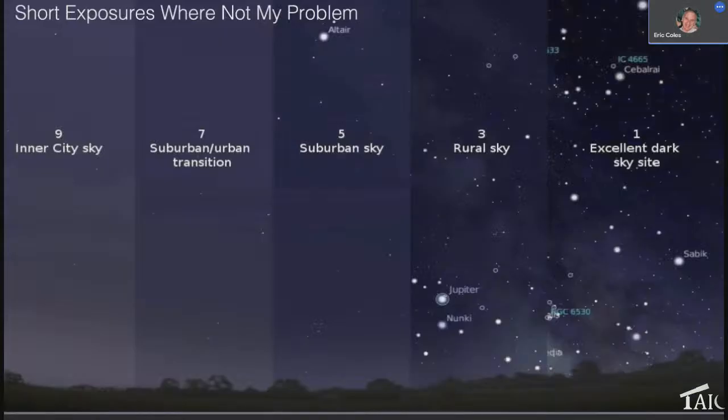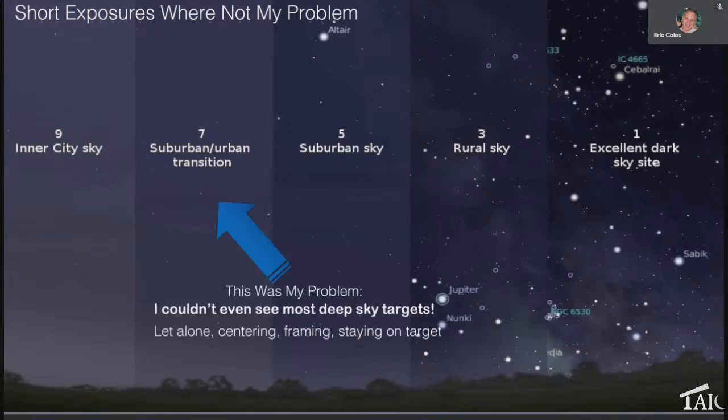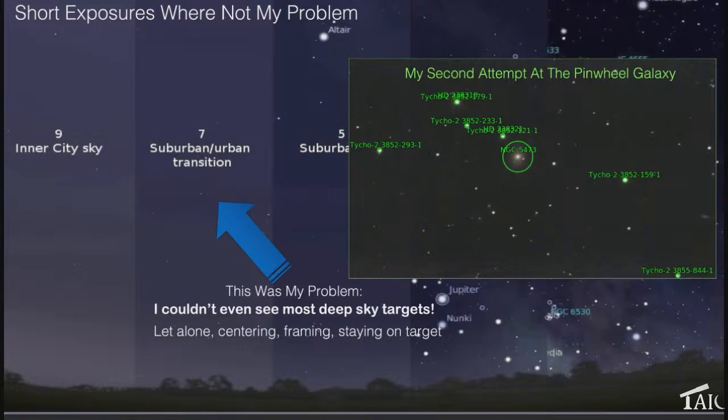Okay, all right. So short exposures were not my problem. My problem was this: I live in a fairly light polluted area. I can't even see most deep sky targets, even some of the major ones, let alone center them, frame them, and stay on target. I did those first two targets just because they're so bright I can see them in my telescope. But I went out and tried to find the Pinwheel Galaxy, and two nights in a row I failed. The second night I thought I had it, I ended up taking some pictures, and all I got was this other, smaller galaxy, because I saw a smudge and thought it was the galaxy.